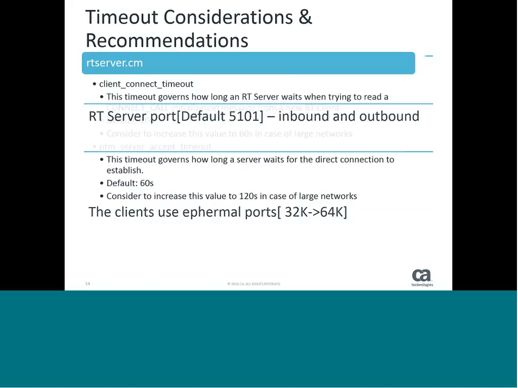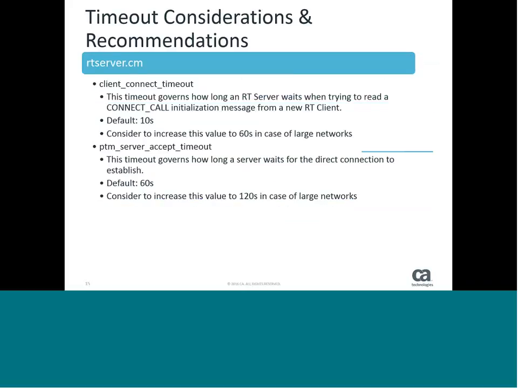Now we have talked about RTSERVER, we have talked about how things communicate inside Harvest, and we have talked about the considerations we need to take care of when we have firewalls. Now other things that are very important are some timeout parameters that we have in Harvest. When we take an example of RTSERVER, there are a couple of timeouts that should be considered when we have large networks. The first parameter that I want to talk about is the client connect timeout.